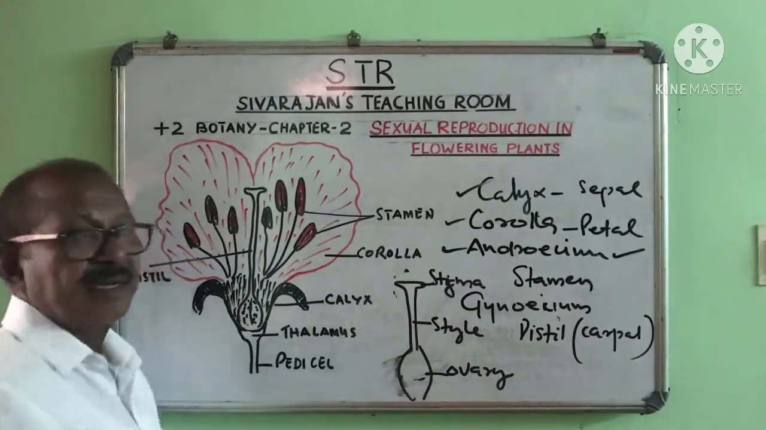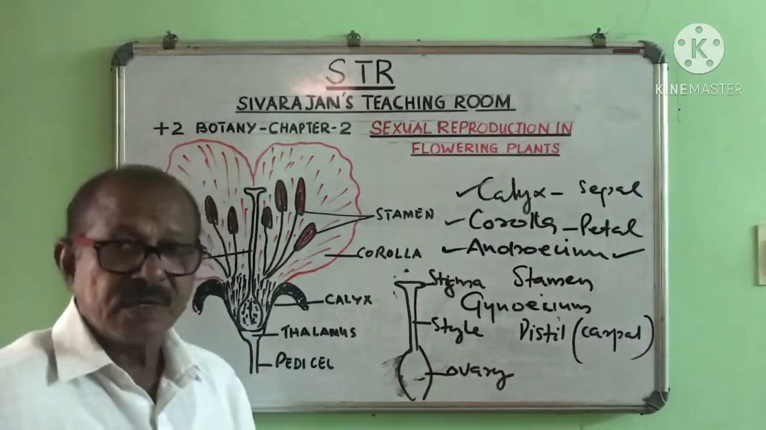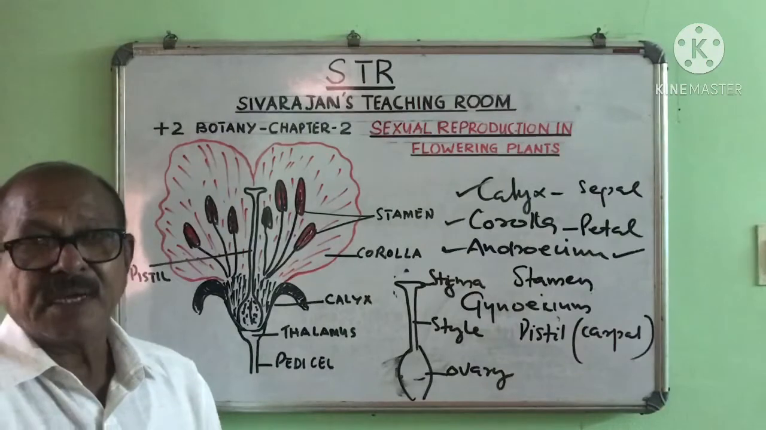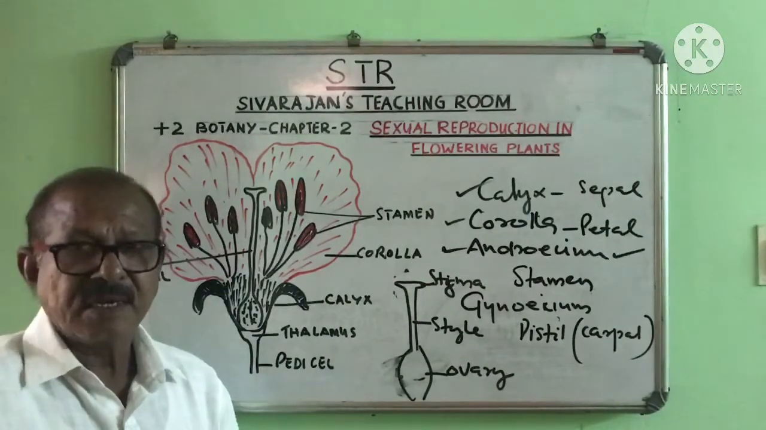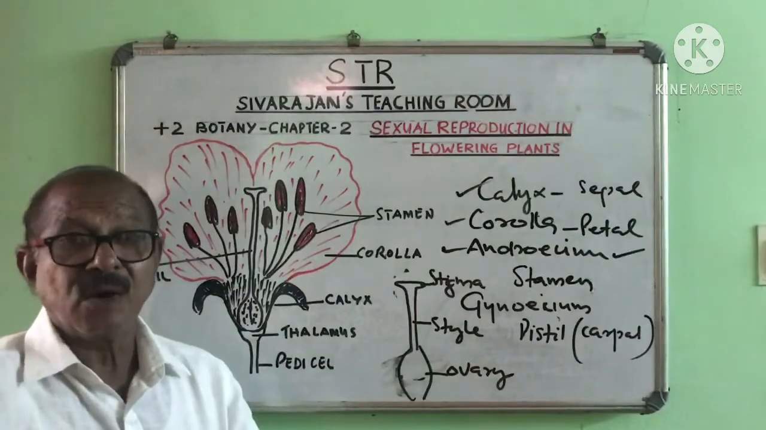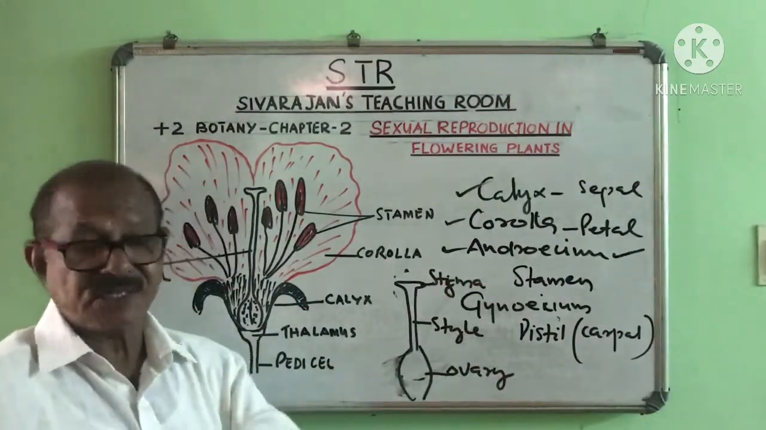Inside the ovary there is an ovule. Inside the ovule it develops the embryo sac, and the embryo sac has the female gamete or the egg or the ovum that we will see in the following sessions.